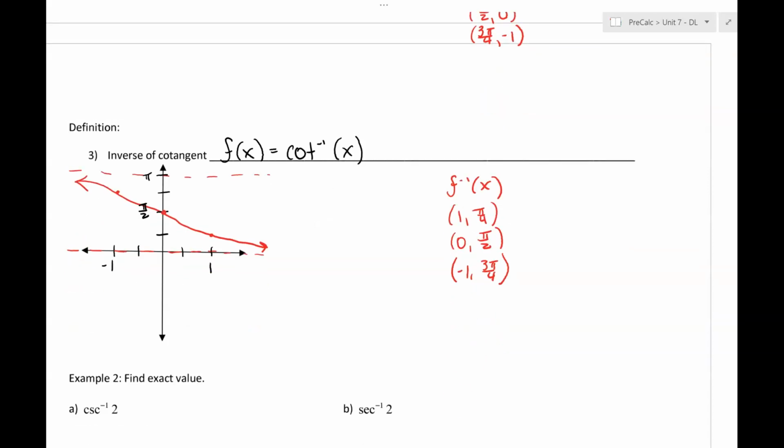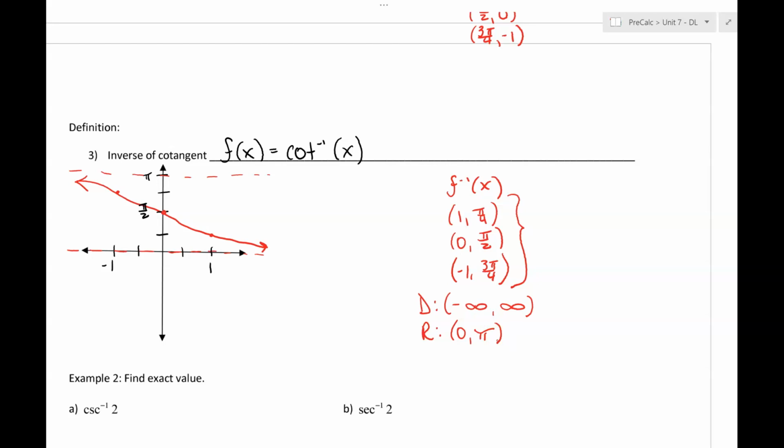Pretty awesome, right? So these are the 3 points that you'll use for transforming, okay? The domain is all real numbers, which is the inverse of the cotangent range. Very good, because inverses switch their domain and ranges. Okay, the range is going to go from 0 to pi non-inclusive. Great, nice job, you guys.